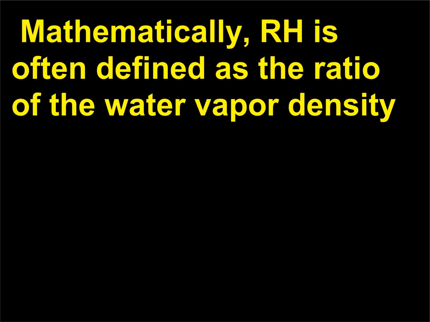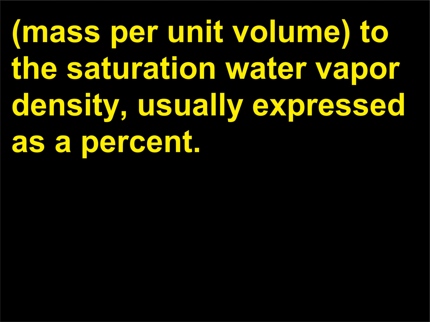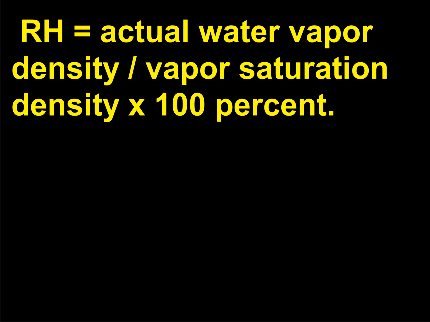Mathematically, RH is often defined as the ratio of the water vapor density, mass per unit volume, to the saturation water vapor density, usually expressed as a percent. The equation for relative humidity is RH equals actual water vapor density / vapor saturation density x 100%.